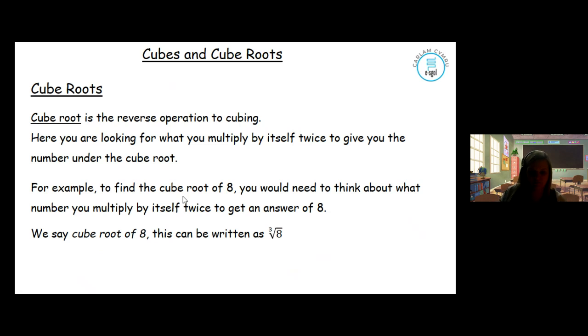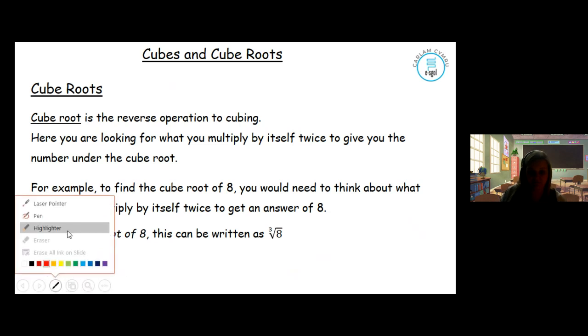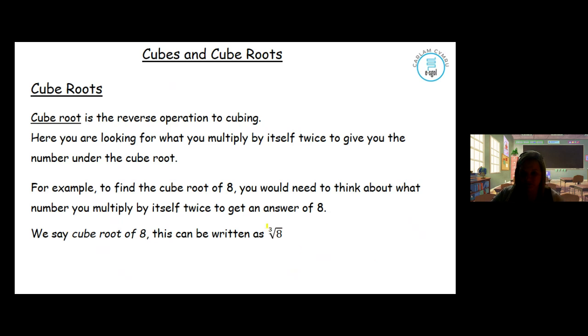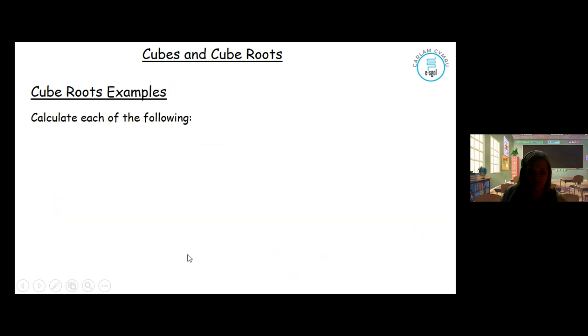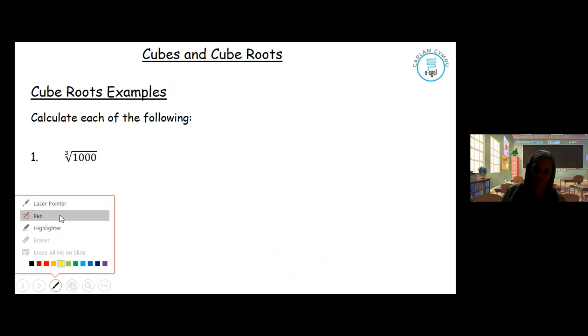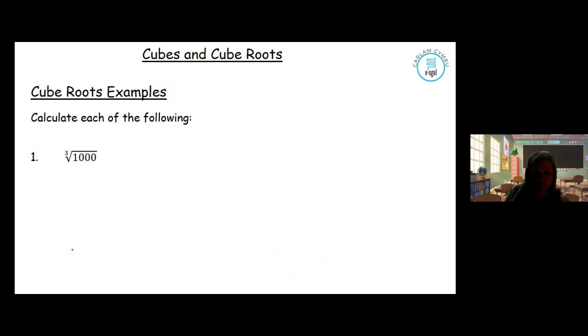So we say the cube root. And this time when we write it as a symbol, and you may see this in an exam as well, we have this little 3 next to what was the square root symbol, and that makes it a cube root. So if you see a little 3 in front of your square root symbol, it means cube root. Okay, so the cube root of 1000. So you're thinking about what number has been multiplied by itself twice to get that 1000.